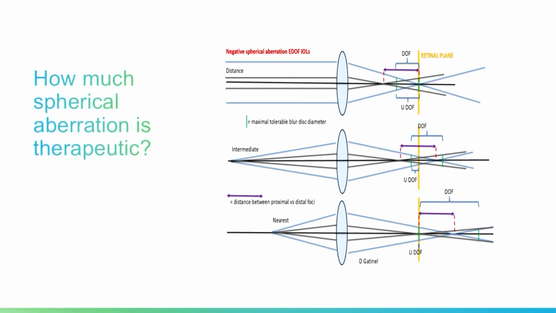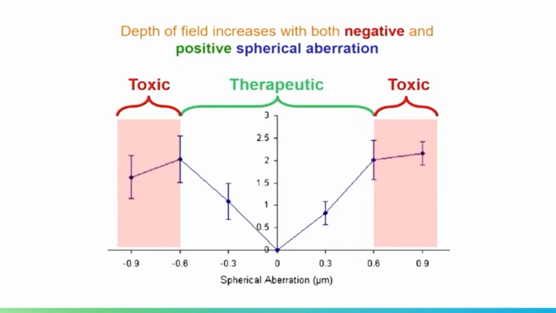So I will not go into this. It can work both ways. Spherical aberration, negative and positive, can give you better depth of focus. But it has to be within the therapeutic range. Both plus and minus spherical aberrations of less than 0.6 microns, or a maximum of 0.8, are good. If you cross 0.8 either way, then things start to go haywire and your quality of vision drops. So that is where you have to get the act together. That is what these lenses are trying to do.